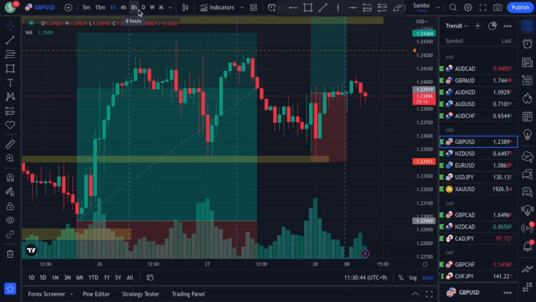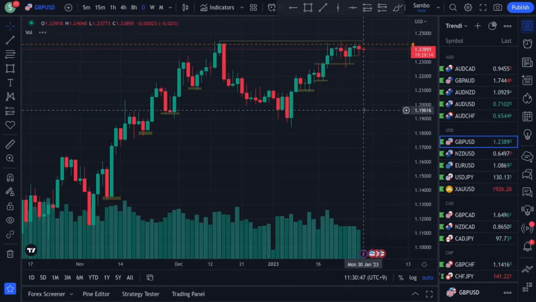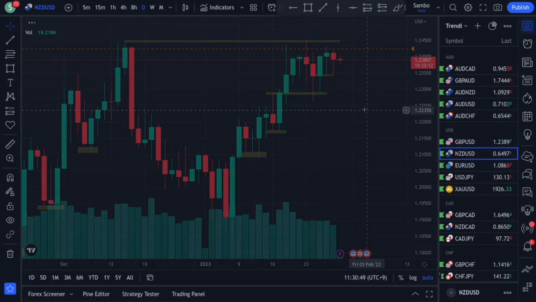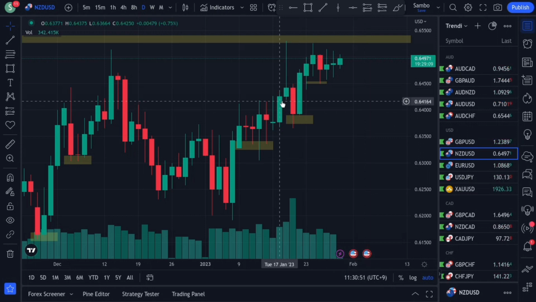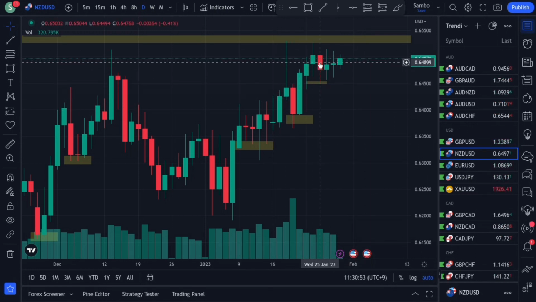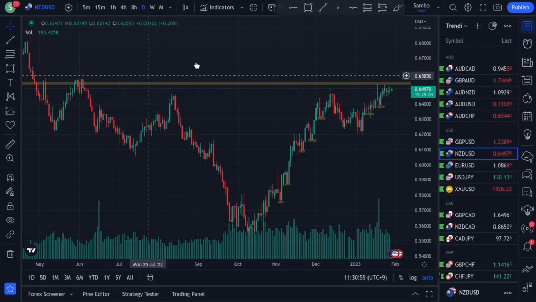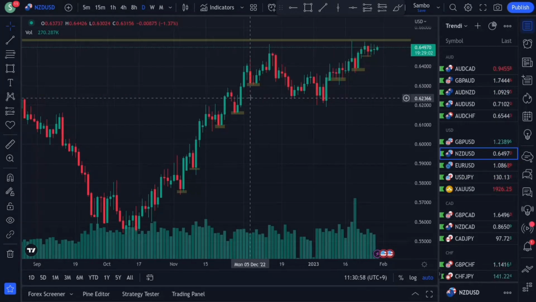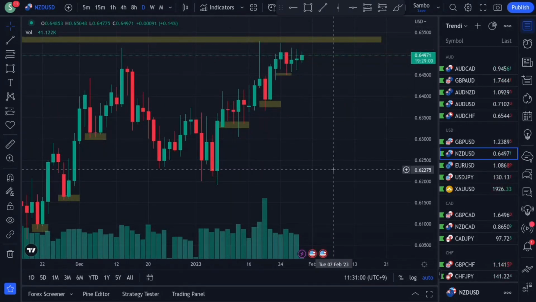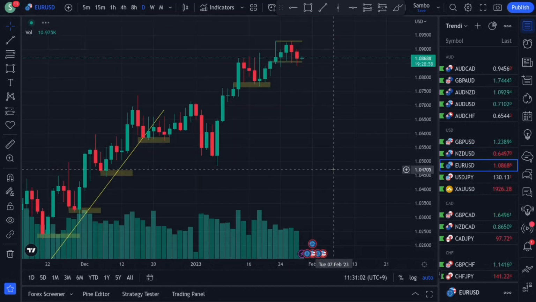So anyways, other than that, not much of a setup just yet. Same thing here. Looks very choppy, some consolidation going on. Key price levels being reached, so potential sellers just reacting and taking price lower.